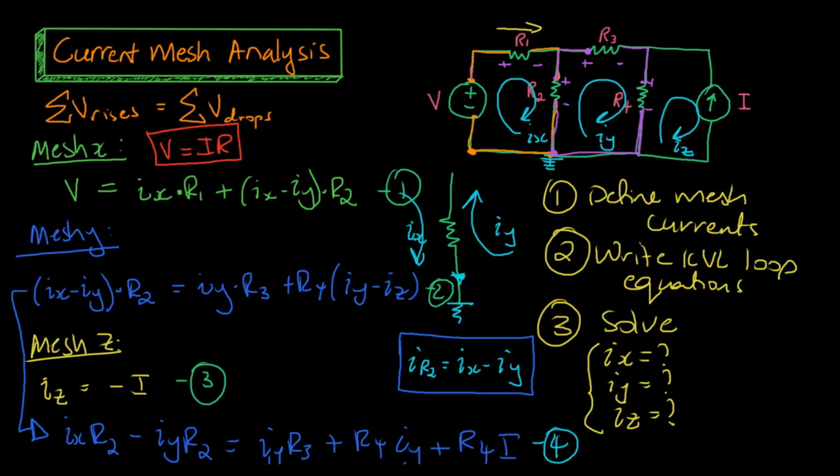The current going through R2 will be Ix minus Iy, as we defined before. The current going through R3 will be Iy. The current going through R4 will be Iy minus Iz. And this current coming through here will be I. We can then solve for the voltage drops over all of the resistors or any other questions that might be posed for us. So that is current mesh analysis.